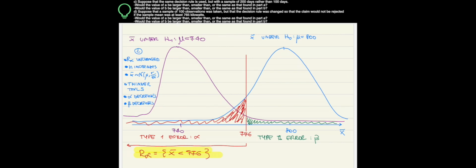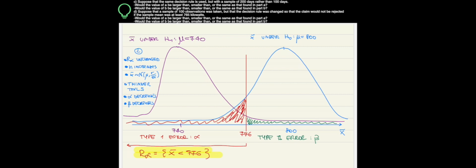And this is the answer to this part C. Let's look at part D. Suppose now that a sample of 100 observations was taken. So now n is back to 100. So this is the situation at the moment.